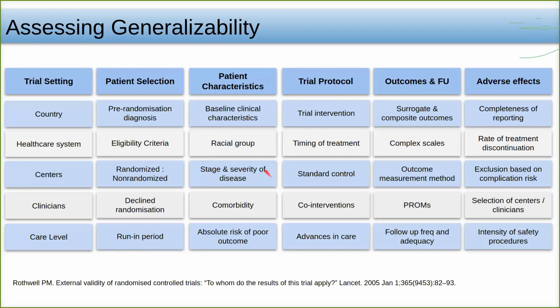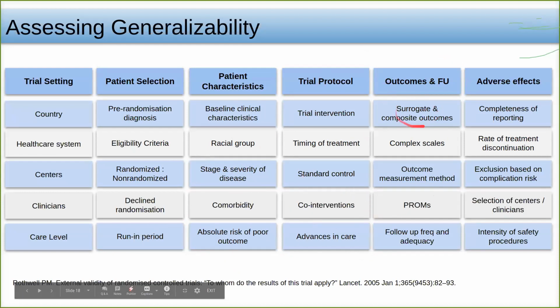Regarding patient characteristics, the stage and severity of the disease is important. Your absolute risk of the poor outcome in your population needs to be known to you. If a trial has been done in early screen-detected breast cancers in the West, do they have the same risk as your population? This is a question that you must answer. Co-intervention, I have already told you.